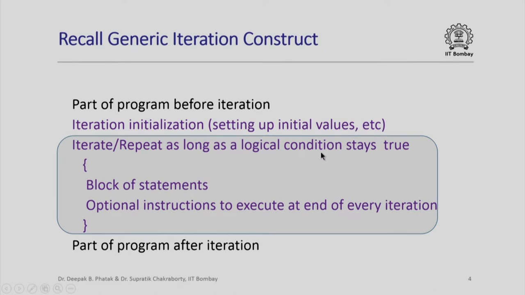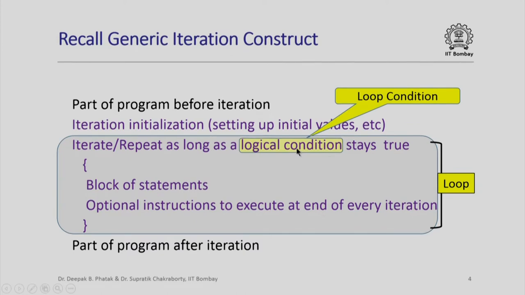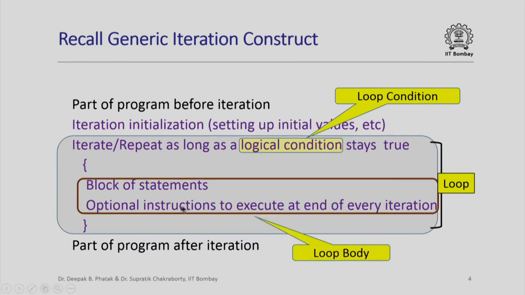And once this logical condition becomes false, we come out of this iteration or loop and execute the remainder part of the program. We have seen that this part is usually called a loop. This logical condition is called a loop condition, and the block of statements along with any optional instructions to execute at the end of every iteration is often called the loop body.